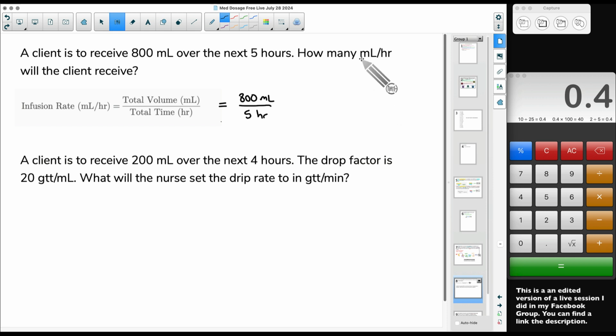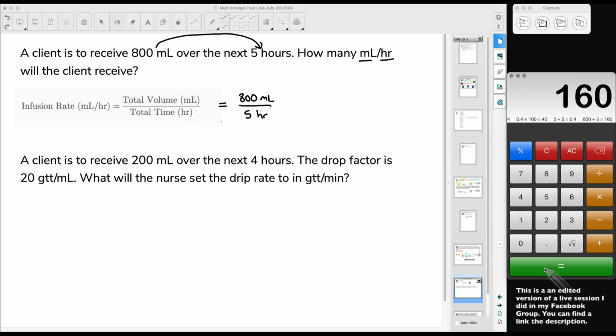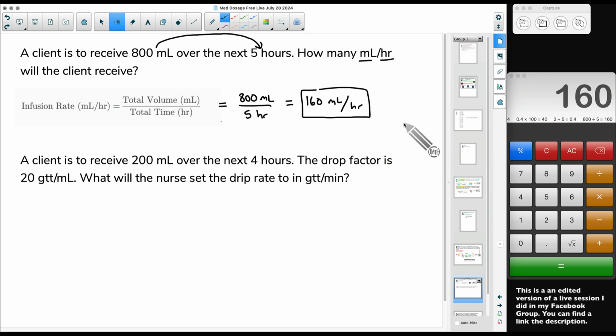What is our goal? Our goal is milliliters per hour, right? That's what the question's asking. So milliliters is going at the top. And it just so happens in this problem that we know those 800 milliliters is directly connected to 5 hours. That's why this formula works, because we know how many milliliters, we know the total time in hours. 800 divided by 5, that is 160 milliliters per hour. And just like that, yeah, that formula works great.